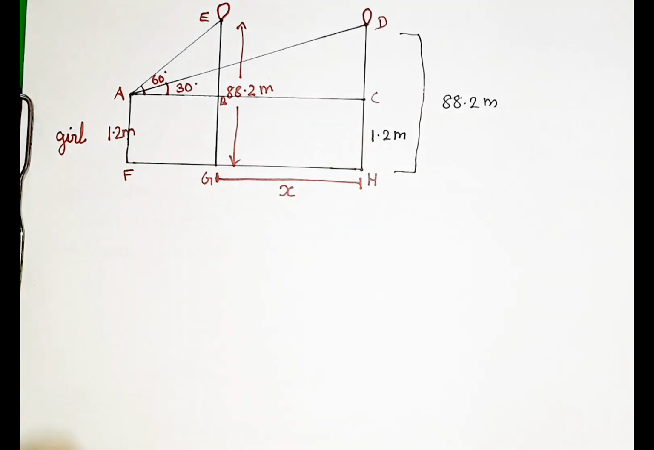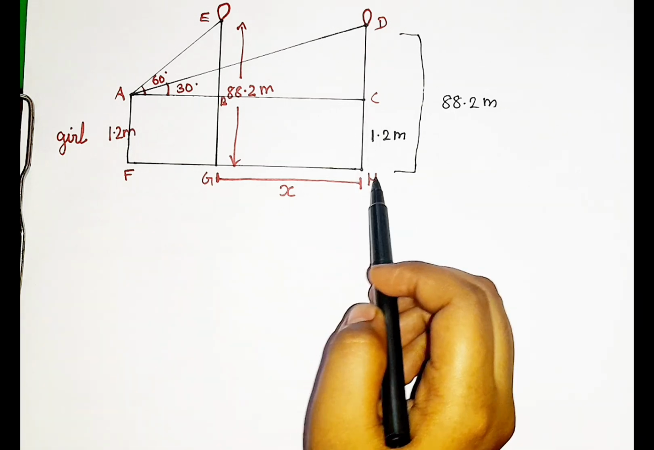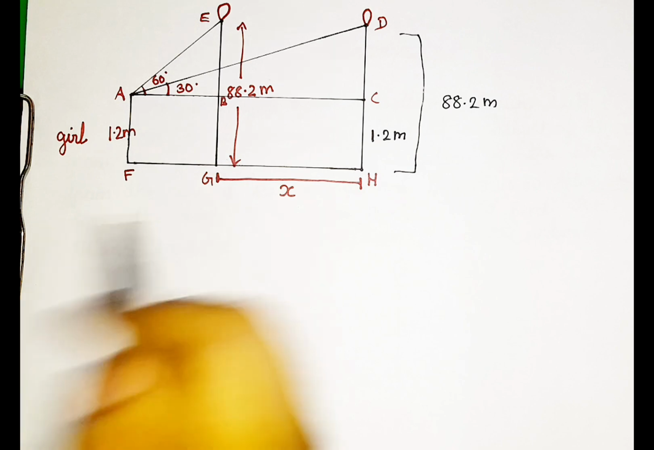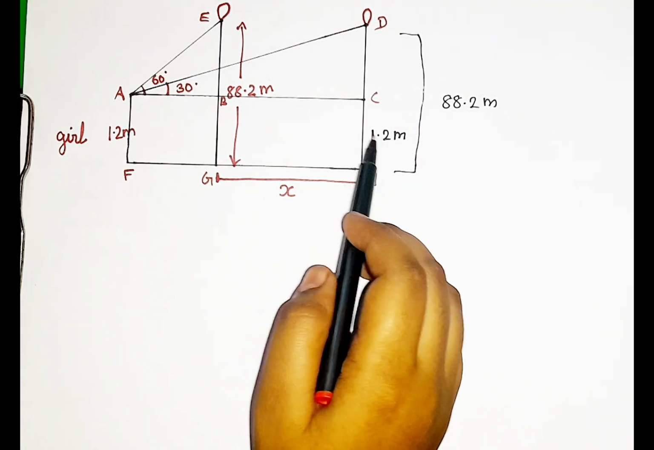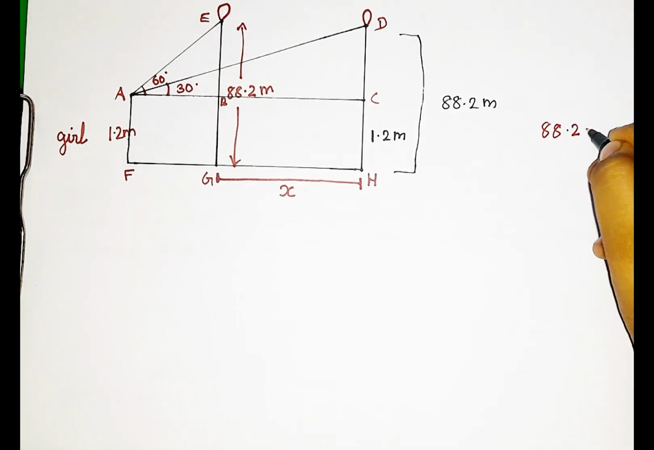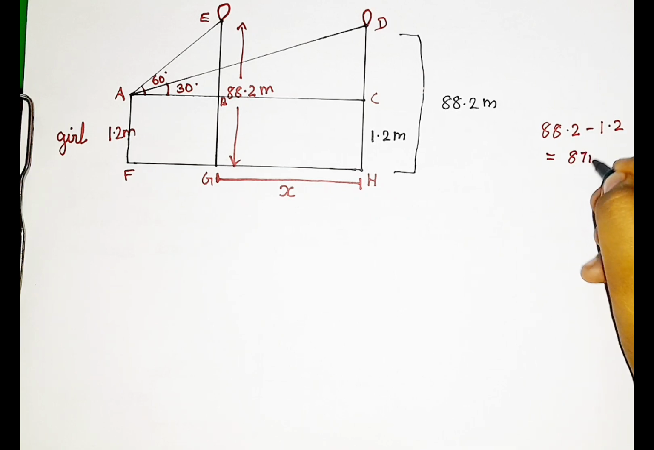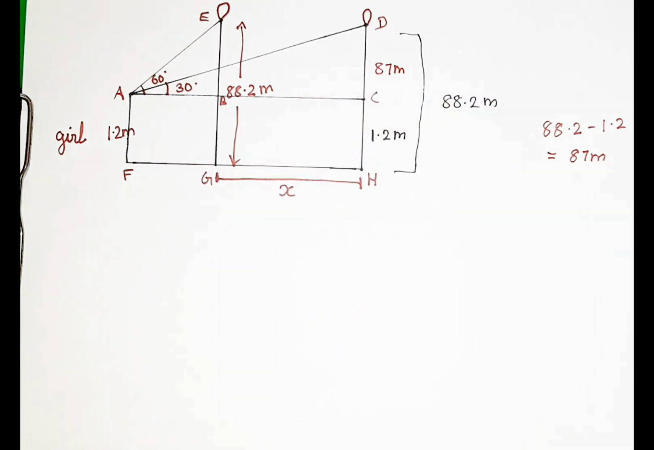Look at it carefully. Since we know the value for CH, we can also find the value for DC. How? The complete line, so the complete value minus this value. 88.2 minus 1.2 is 87 meter. Then here it will be 87 meter. This is how we are supposed to extract the values.